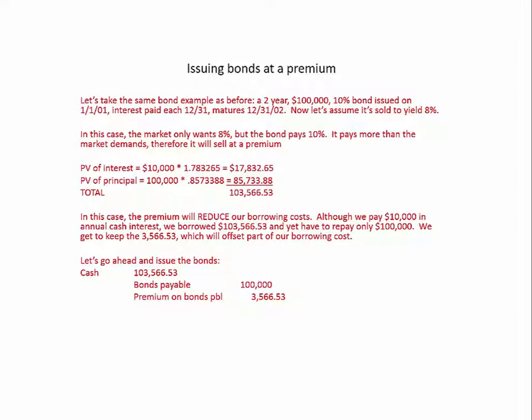Let's go ahead and record that bond issuance. So we take in $103,566.53 from our bond buyers. The bonds payable liability is recorded at face value as always, and the difference is recorded as a premium on bonds payable. And again, that's a credit balance account, so on the balance sheet that's going to be added to our liability bonds payable to get the carrying value.